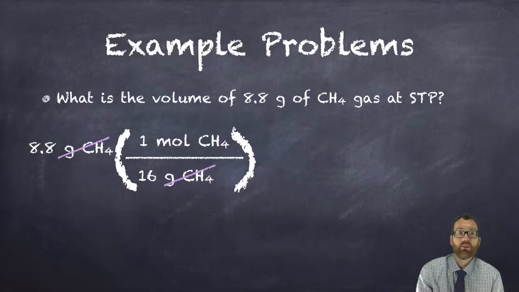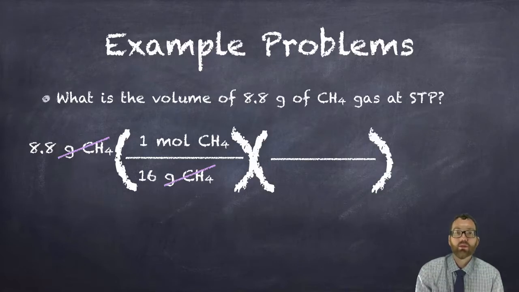Now, if I stop there, my answer would be wrong because the question's not asking for moles. The question's asking for volume. So that's how I know that this is going to require a second conversion factor, a second bracket in my multi-step problem here. So we'll set one up here. Now I have moles on top, but I don't want moles. I want volume. So that's how I know I want to put moles as a unit on the bottom here and volume on the top.